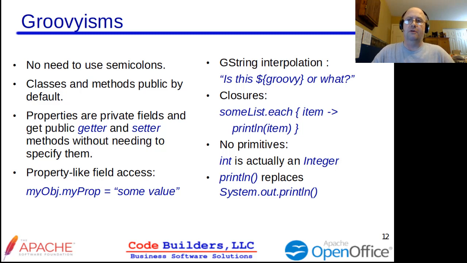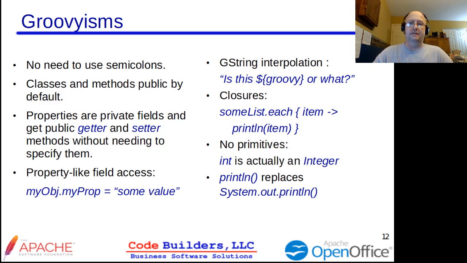So some things about Groovy and differences with Java. There's no need to use semicolons. Classes and methods are public by default. Properties are private fields and automatically get public getters and setters by default without needing to specify them. So what looks like a property, like field access, is actually using the getter and setter behind the scenes.